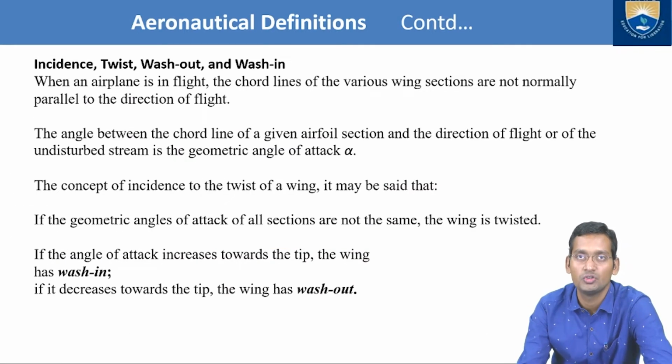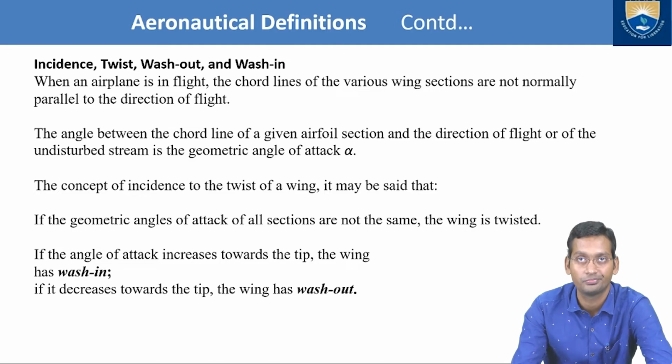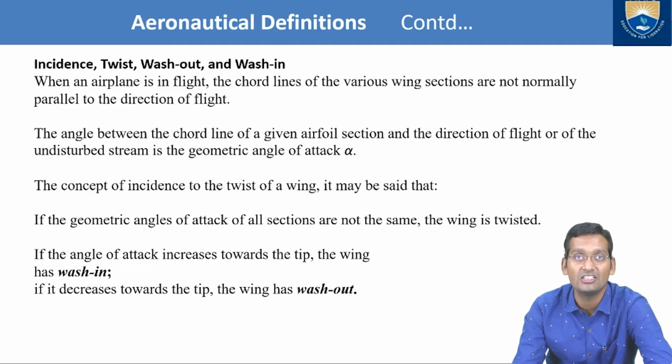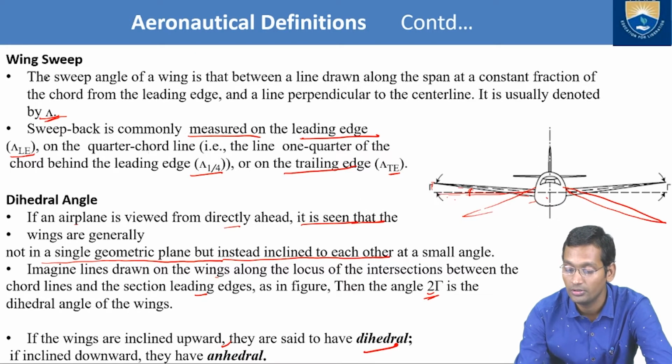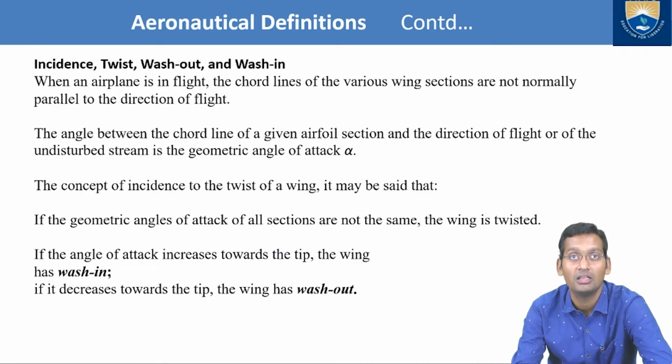Now incidence, twist, washout and washin, these are the terminology which we will use at a later stage. So what is incidence? When an airplane is in flight, that is, it's moving, the chord lines of the various wing sections are not normally parallel to the direction of flight. At that time, just as we have seen in this image, these are not parallel, right? So that is called the incidence.